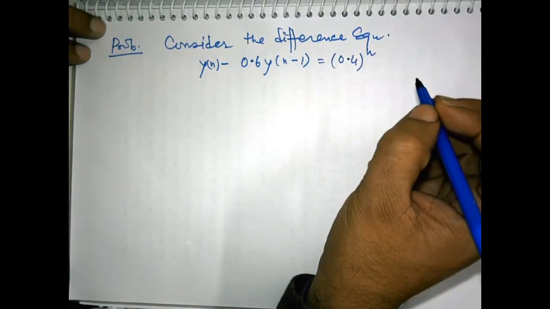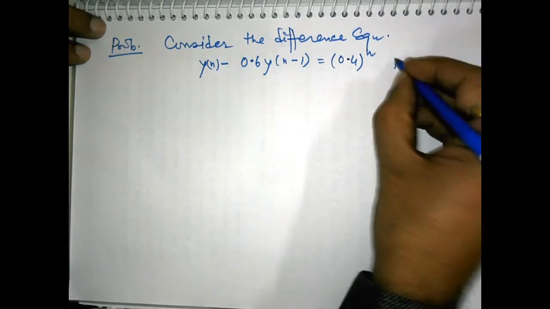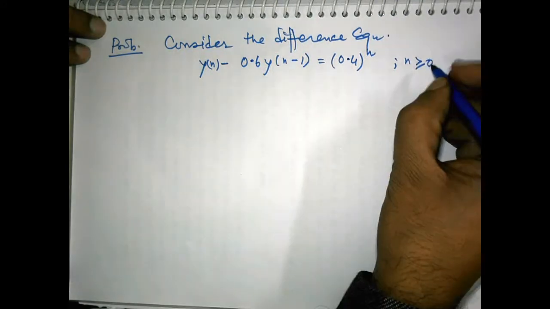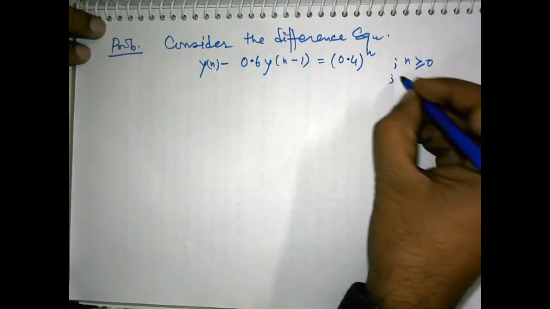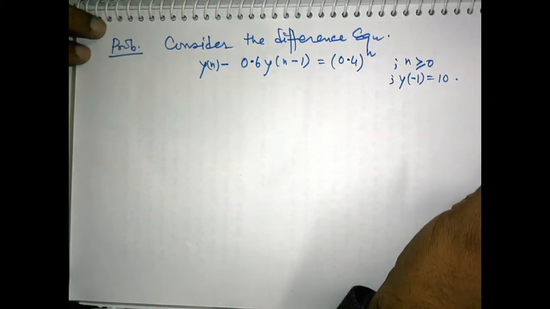The input is which form? Alpha to the power n form for n greater or equal to 0, with initial condition y minus 1 equals 10. So we have to evaluate the total response using the method of zero input response and zero state response. And to evaluate zero input response and zero state response, we once again need the forced response and natural response.